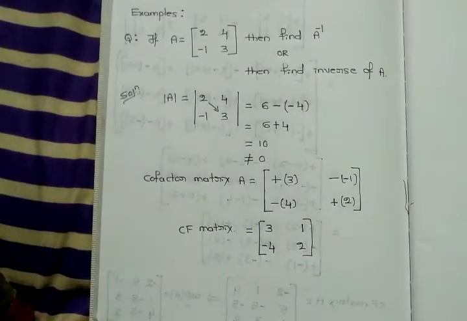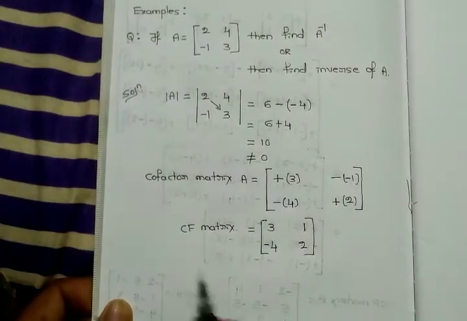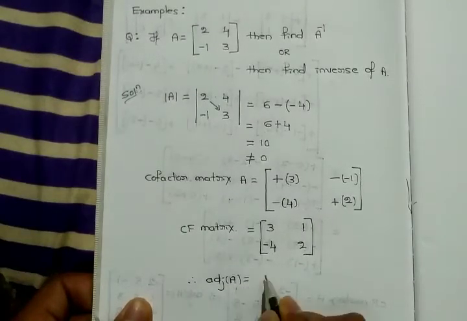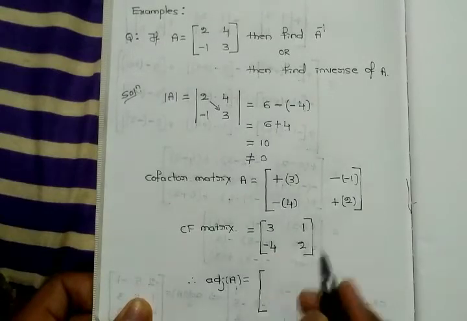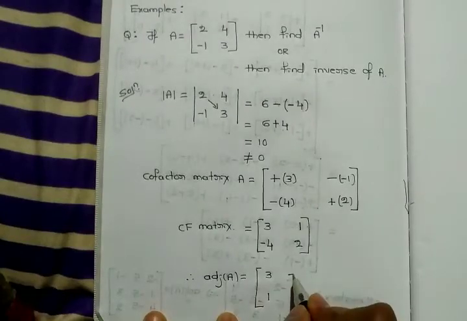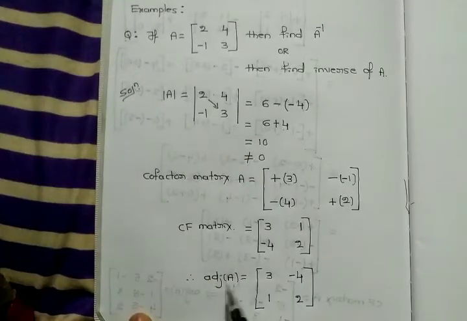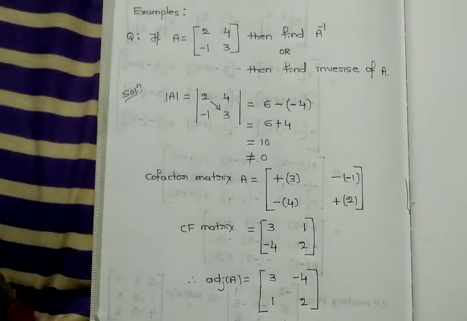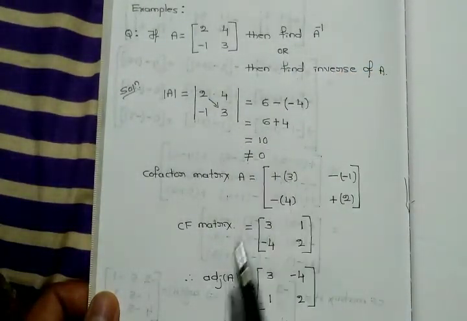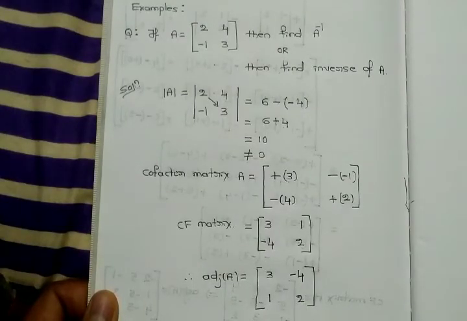You got the cofactor matrix. Next, after finding the cofactor matrix, you need to find out which value? Adjoint of A. Therefore, adjoint of A is equal to, so what to do? Take the transpose of the cofactor matrix. First row, write it as a first column. Second row, write it as a second column. So this is the value of adjoint of A. So now you got both the values. Determinant of A value, you got 10. Adjoint of A value, you got 3, minus 4, 1, 2.